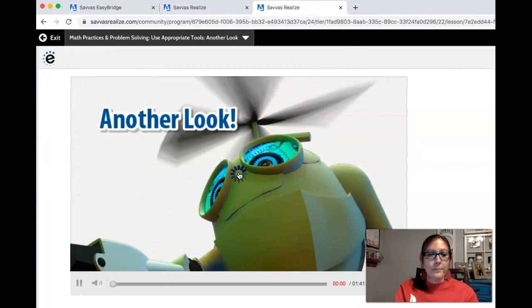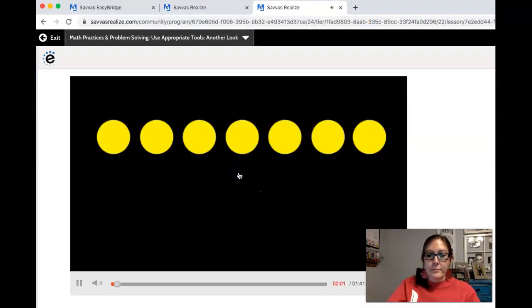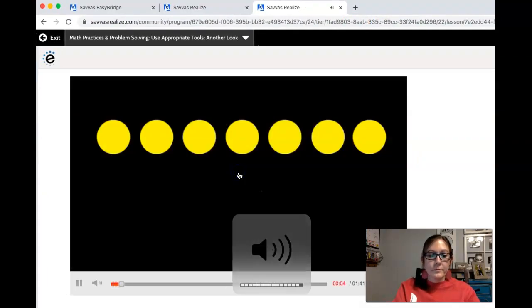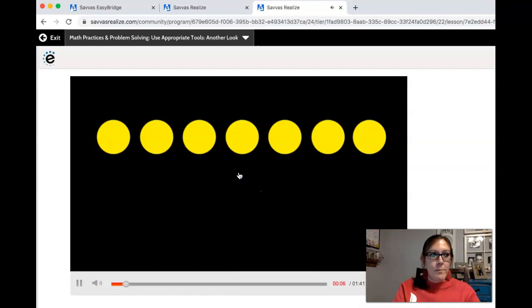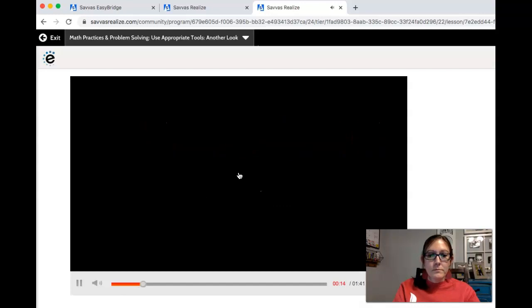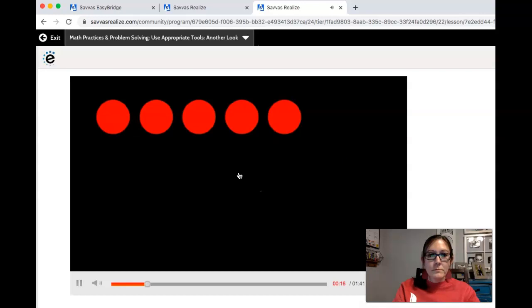Here we go. Hello. Did you know that you can use counters to help you know if a math story is an addition or subtraction problem? Listen carefully to this story and look at the counters I use. 5 birds were sitting on a fence. Then 2 more joined them. How many birds in all were sitting on the fence? Look at the counters. Is this an addition or a subtraction story?